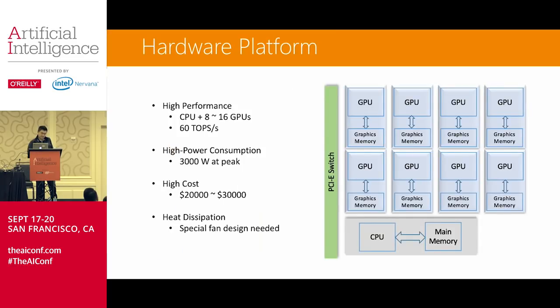But in reality, what happens is this. You have a high-end CPU plus 8 to 16 GPU cards, 60 teraflops per second. At its peak, 3,000 watts. That's very crazy. If you look at the mere cost of it, it's $20,000 to $30,000 just to build this compute engine. But it's getting cheaper and cheaper as people roll out more designs and so on.